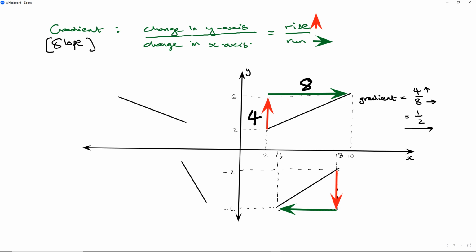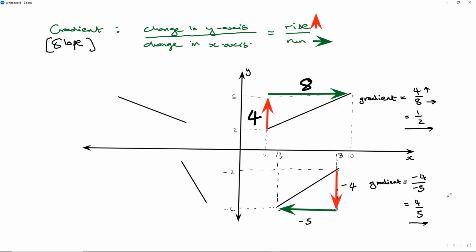Now when you go down, you can use negative values. So that means this would be going from -2 until -6. So you go down, in this case, by -4. If you go left, it's also negative. You're going from 8 all the way to 3. It's going to become -5. So the gradient for this one would be equal to -4 over -5. And -4 divided by -5 is positive 4 over 5 for this gradient.